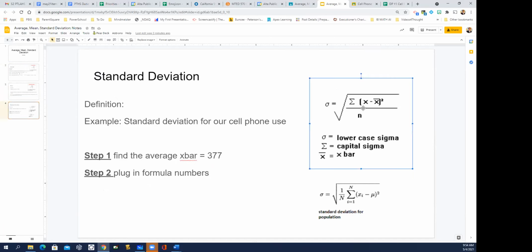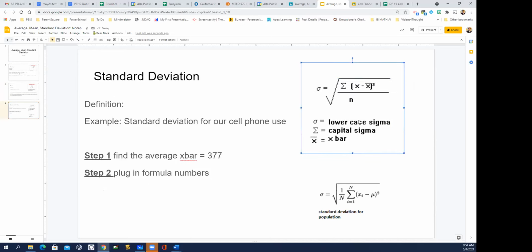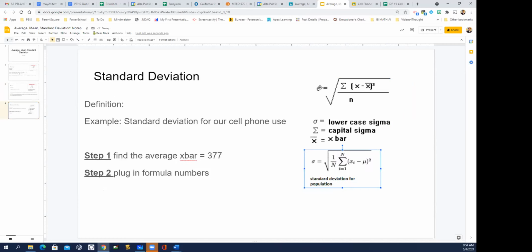Standard deviation of an entire population, use this formula. These are the same formulas. See how they equal this right here? This is a lowercase Greek letter too. This is the S that I was talking about. It's pronounced sigma.